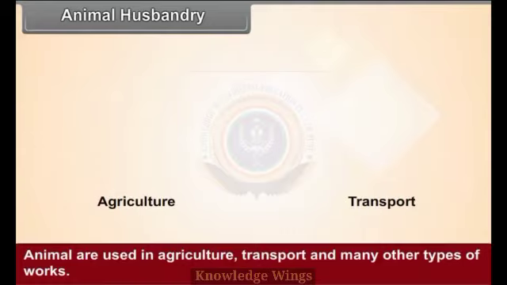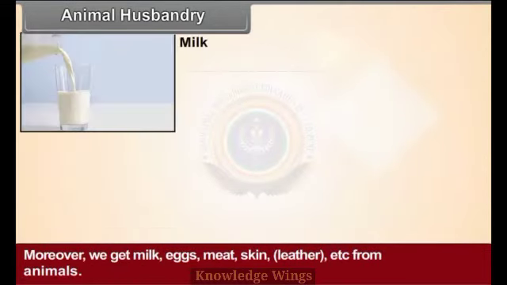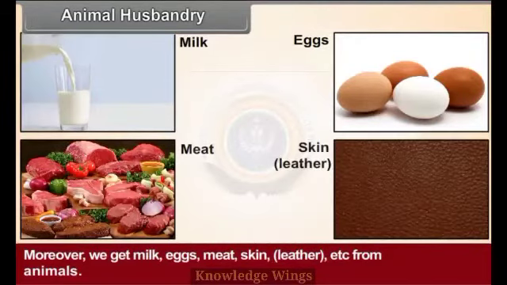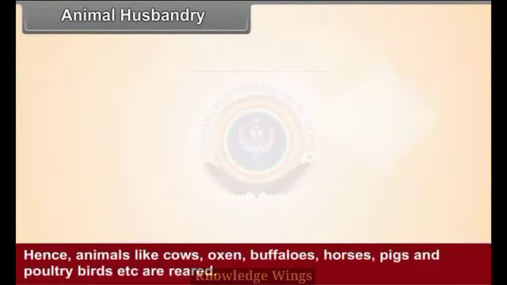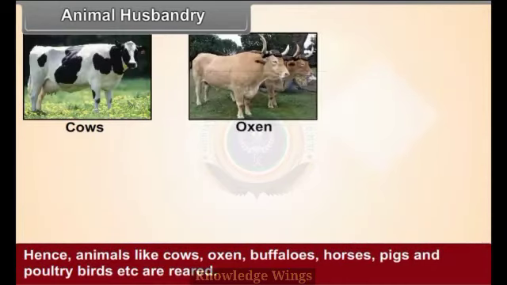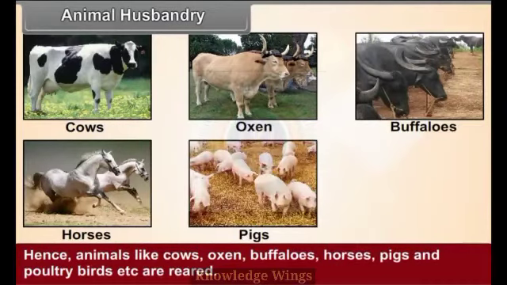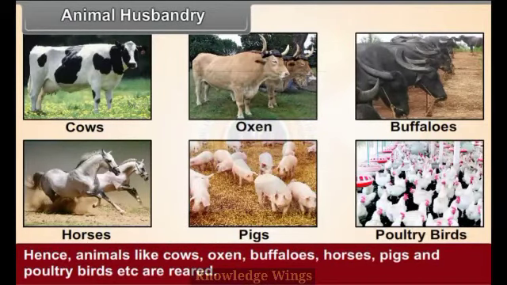Animals are used in agriculture, transport, and many other types of work. Moreover, we get milk, eggs, meat, skin, that is leather, etc. from animals. Hence, animals like cows, oxen, buffaloes, horses, pigs, and poultry birds, etc. are reared.